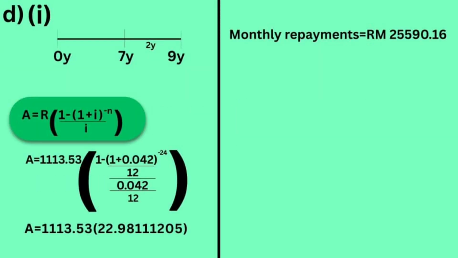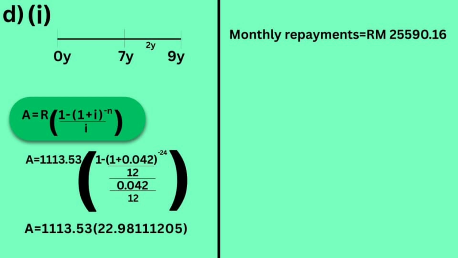For question D, the T has changed because the timeline is after 7 years. So the T for this question will be 2. For D1 Roman, we need to find the single payment value. The formula we are going to use is A equals R times 1 minus open bracket 1 plus i close bracket to the power of negative n over i. Then substitute all the items into the formula.